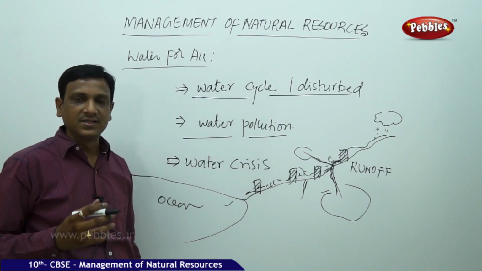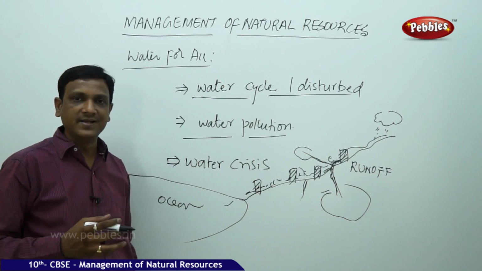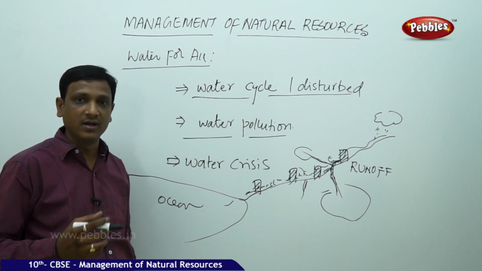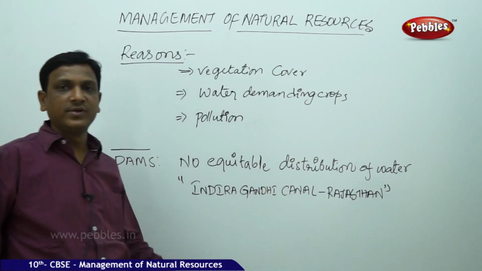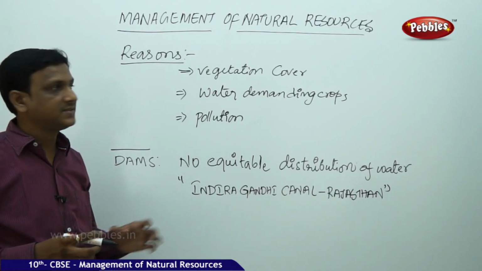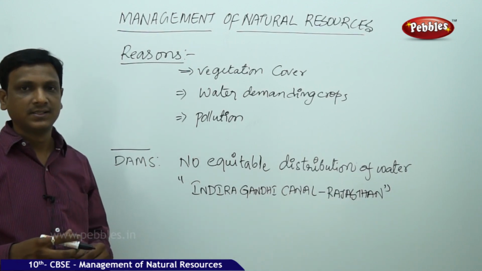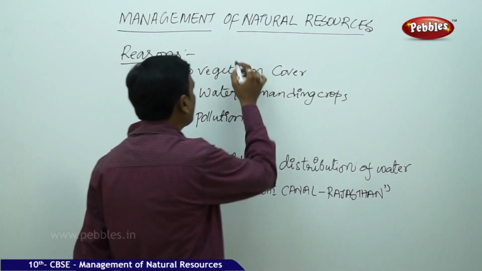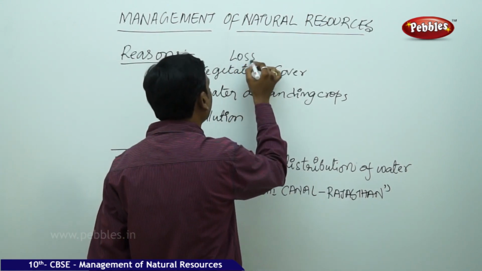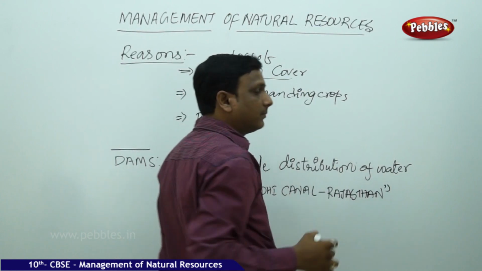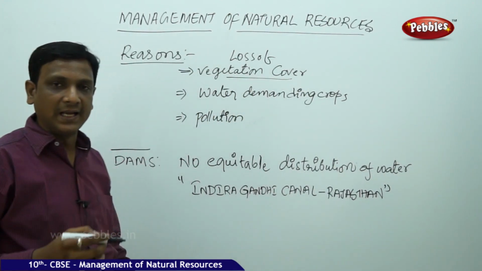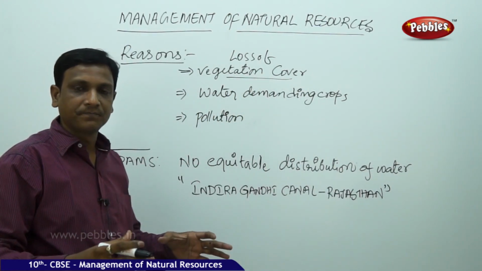Let us see some of the constructions that are done in different areas of our country and how they are useful. So before we see the various harvesting methods, let us see the different reasons for water crisis. First thing is loss of vegetation cover. Vegetation cover helps water to recharge.